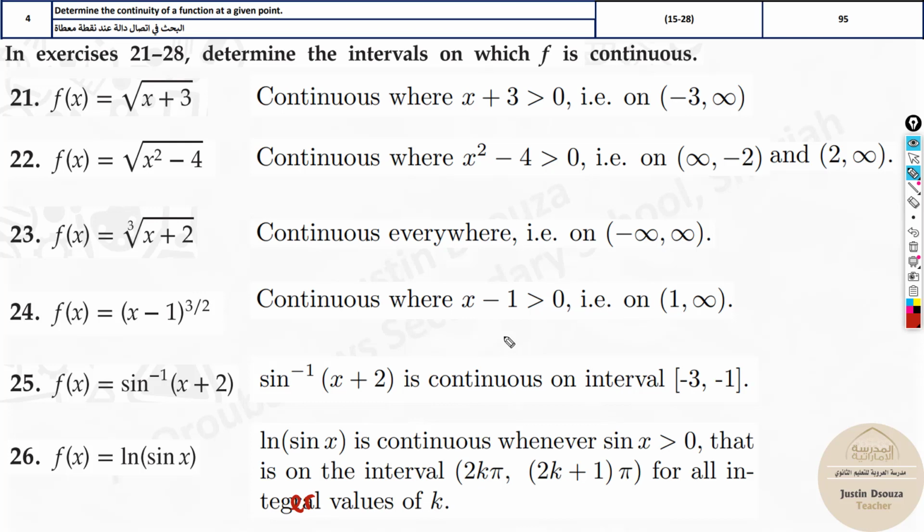Why? Because this must be greater than 0. Sine x must be greater than 0, so you can't have a closed interval. Now, if you're wondering what happened over here, let me show you. What did I tell? It is 2 pi n, comma 2 pi n plus pi, isn't it?